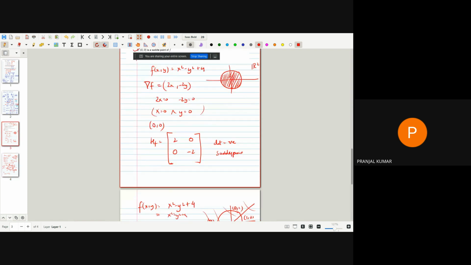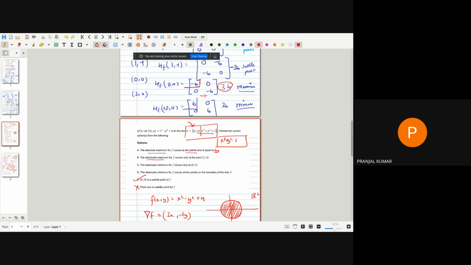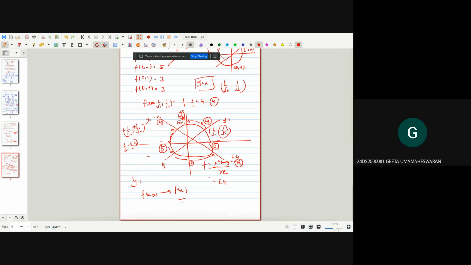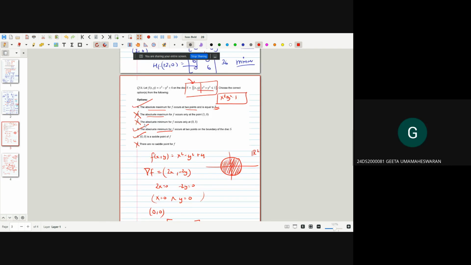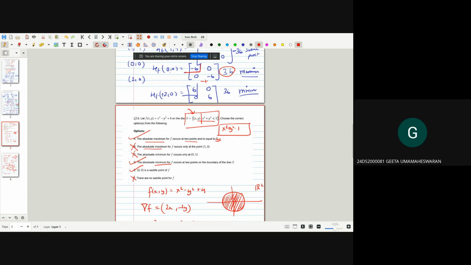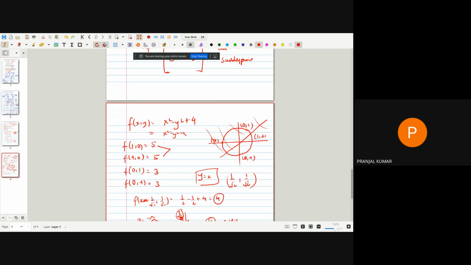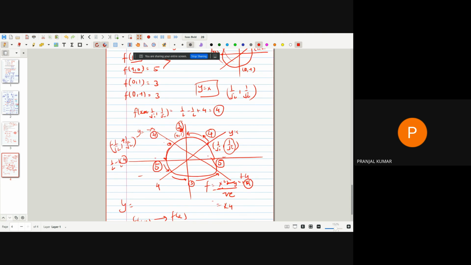Let's see this first. Let's answer this. So absolute maximum for f occurs at 2 points, so this is correct. Then absolute maximum for f occurs at only 1 point, this is wrong. Then absolute minimum for f occurs at only 0, 1, this is wrong. So again, this is also true, that absolute minimum for f occurs at 2 points. So maximum values are 1, 0 and -1, 0, these 2 points, by this diagram.